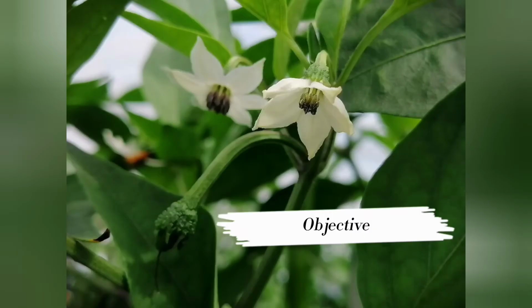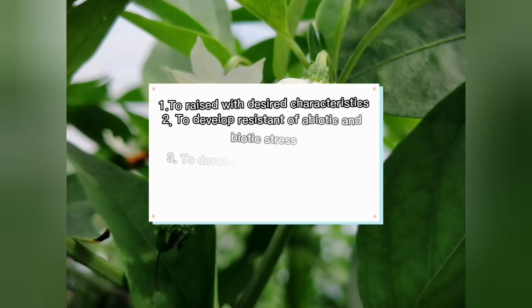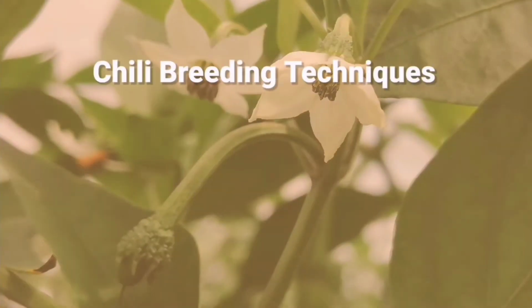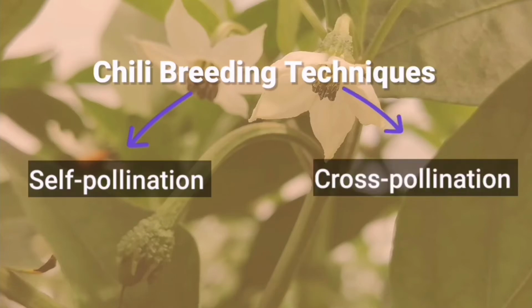Objectives of plant breeding: first, to raise crops with desired characteristics; to develop resistance to abiotic and biotic stress; to develop disease-resistant crops; and to increase the amount and quality of the crop. Chili breeding can be done in two ways, which are self-pollination and cross-pollination.